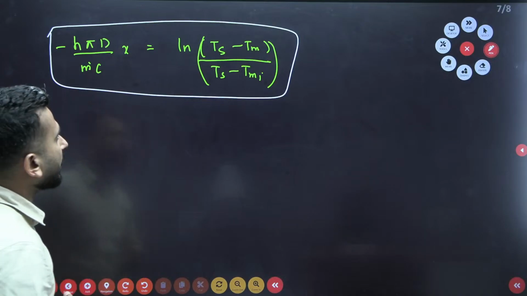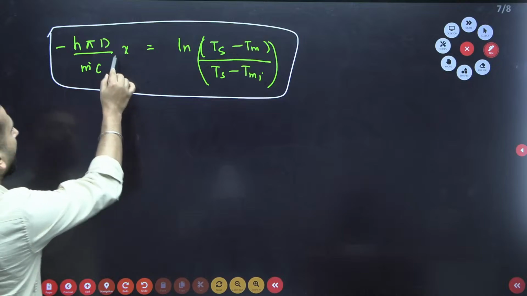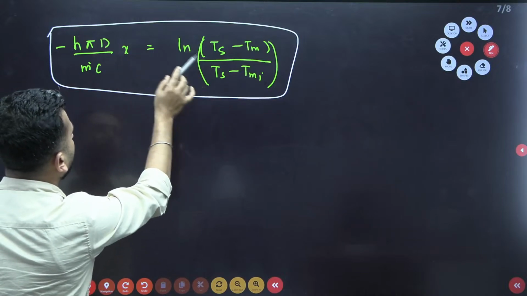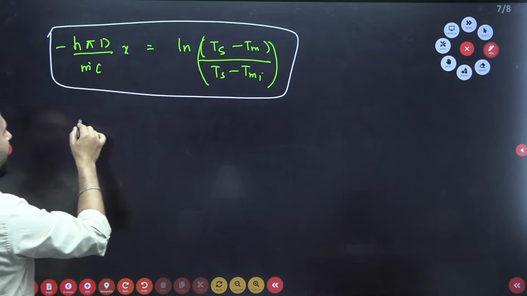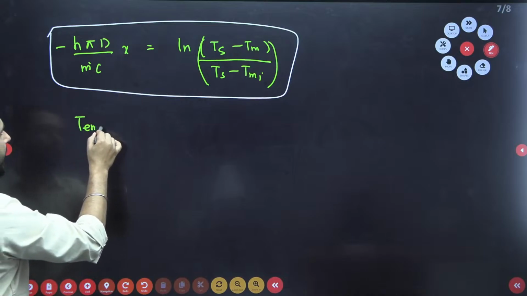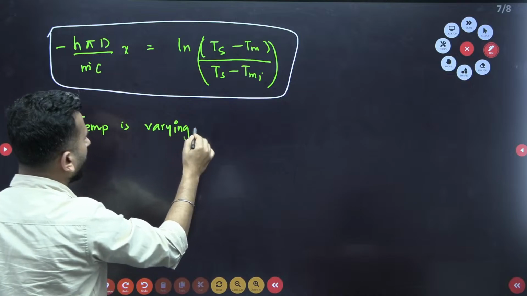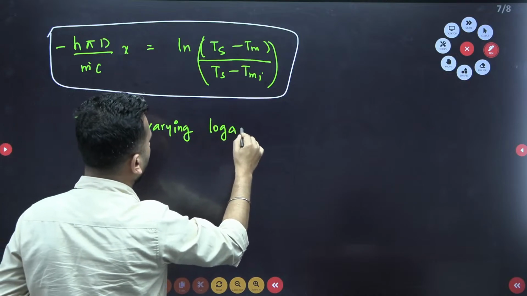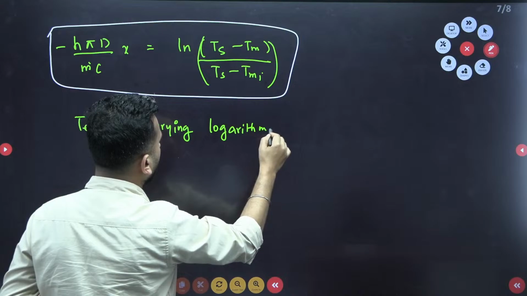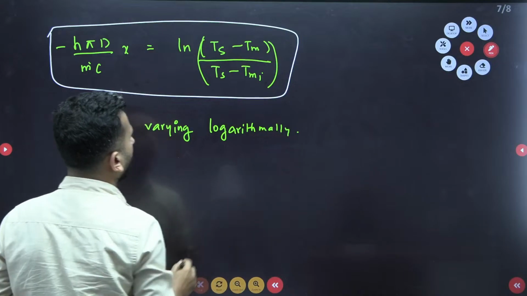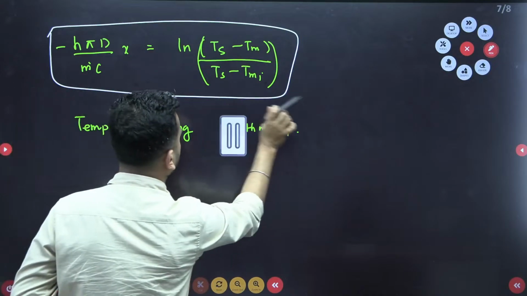Cengel is good for concepts. So now, how is the temperature varying? I can say that the temperature is varying logarithmically.